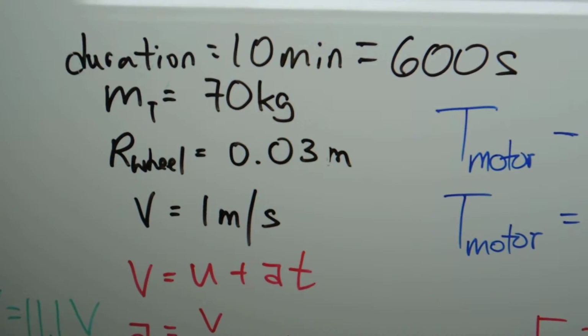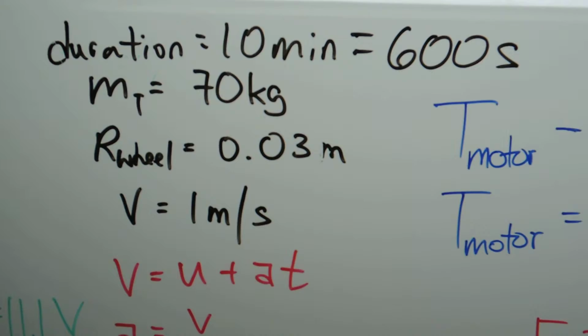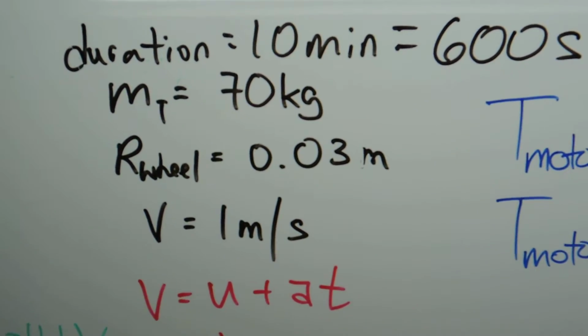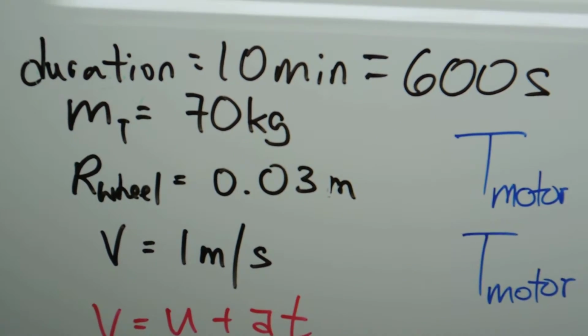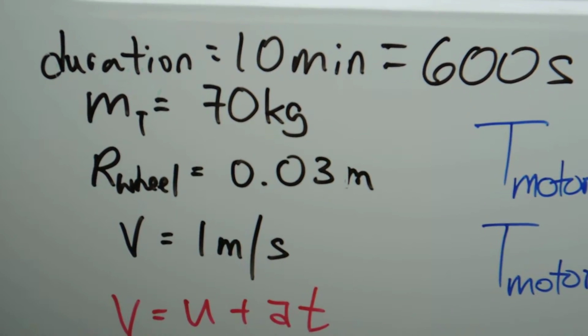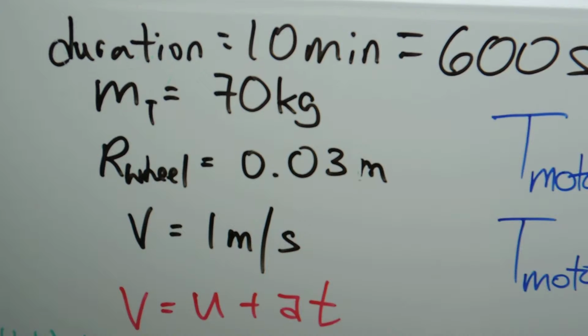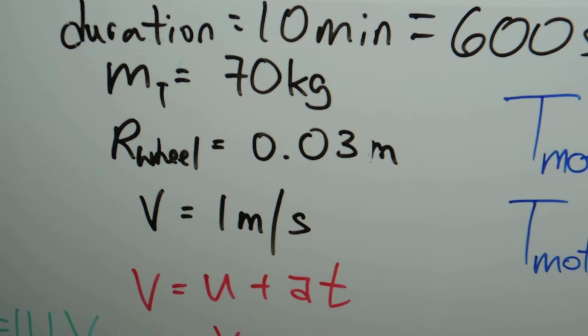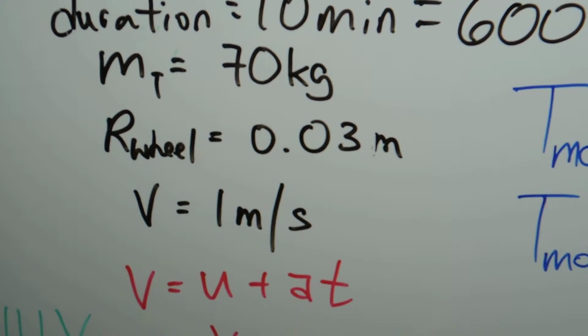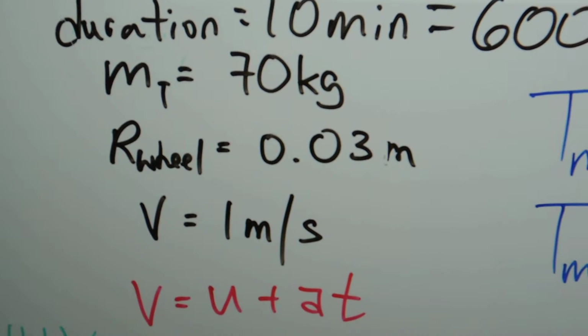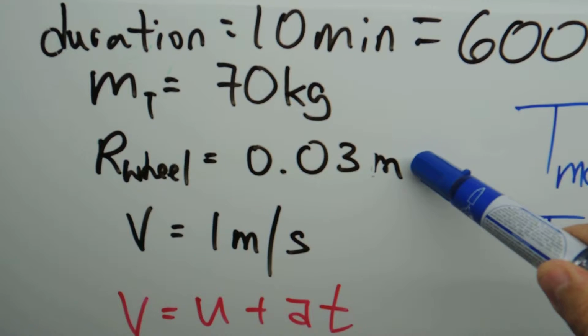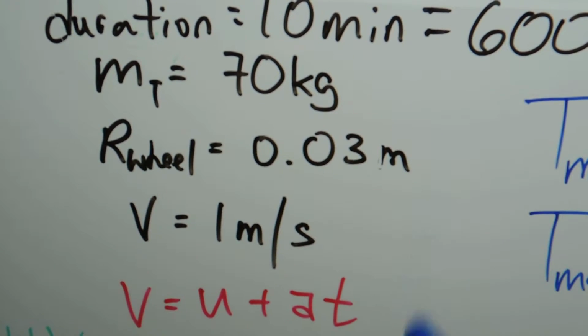Okay, so we have some predefined values, which is we want our motor to run for 10 minutes, which is 600 seconds, and our total mass is expected to be around 70 kg, with Brandon as the demonstrator and 10 kg for the chair. And our radius for the wheel is 3 cm. It may be changed to 5 cm later on.